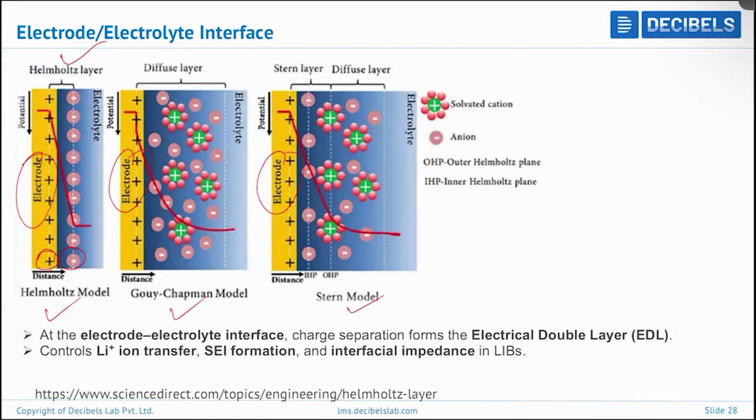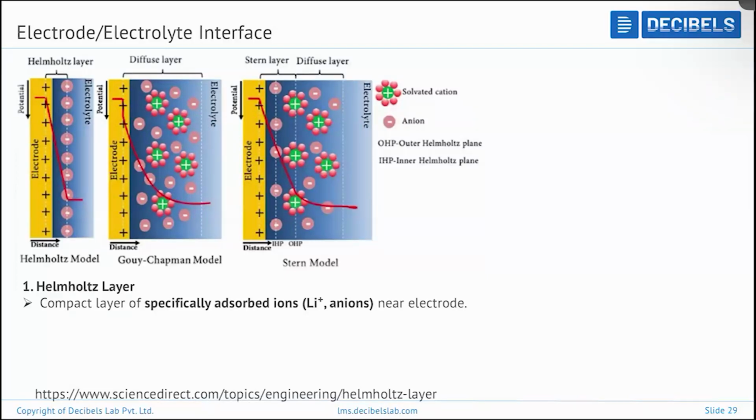So the lithium ion transfer, SEI formation, and interface impedance in the battery all depend on this double layer formation. As per the Helmholtz model, it's a compact layer. Specifically, the lithium ions, or the cations or anions, are adsorbed next to that surface. So you can see here the electrode is positively charged. We have negative ions next to that, and it acts as a perfect, ideal capacitor. If the electrode is negatively charged, then we will have lithium ions, the positive ions, next to that surface.